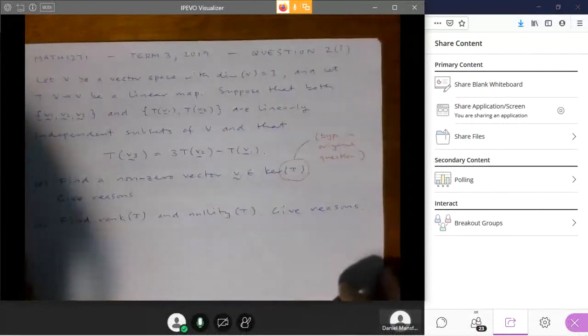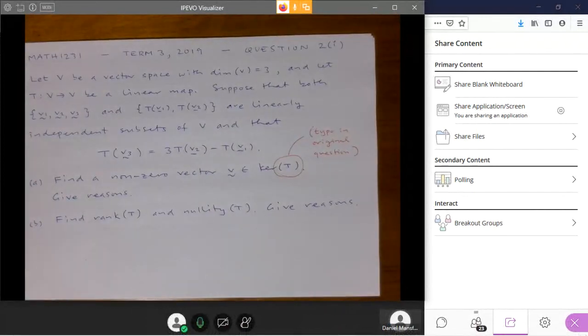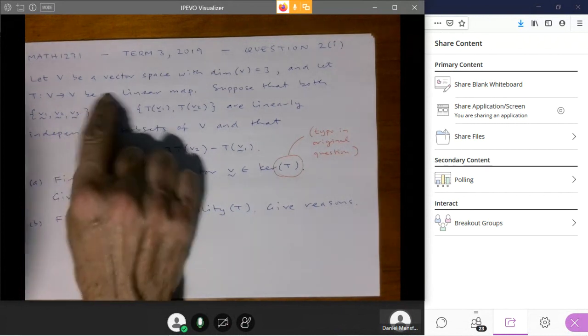Okay, so here's the next question. We're now starting off question 2 with a bit more algebra, and let's just read through this a bit slowly because there's a lot of information to get here. So let V be a vector space.